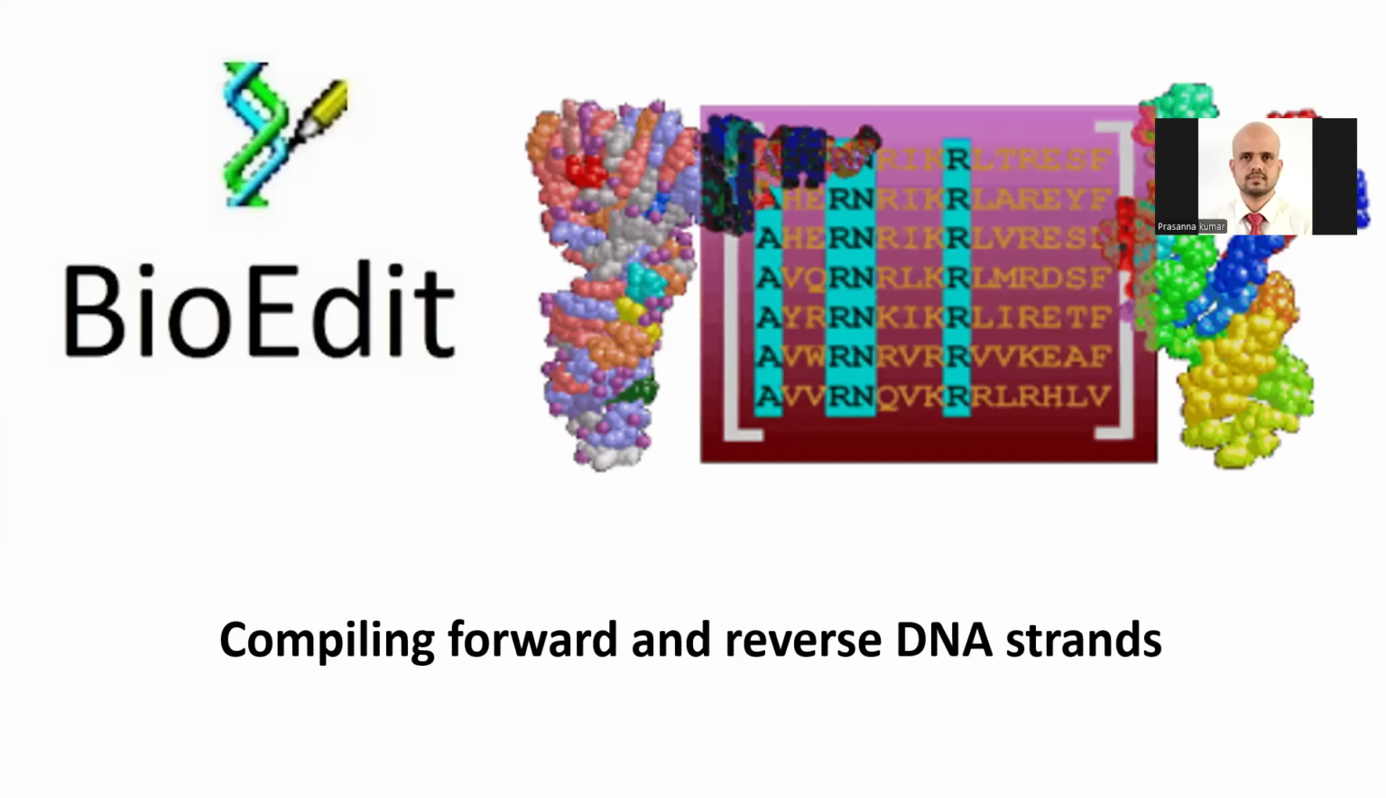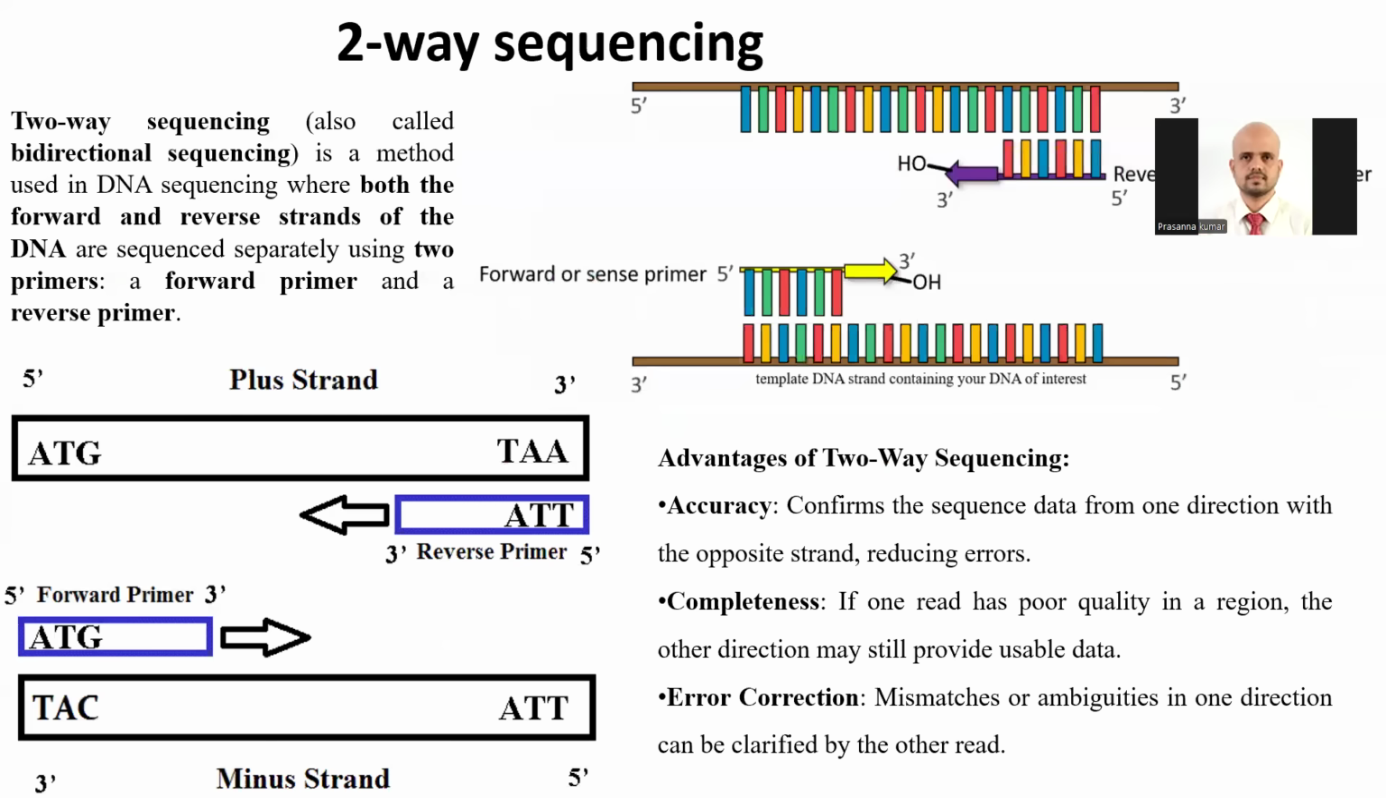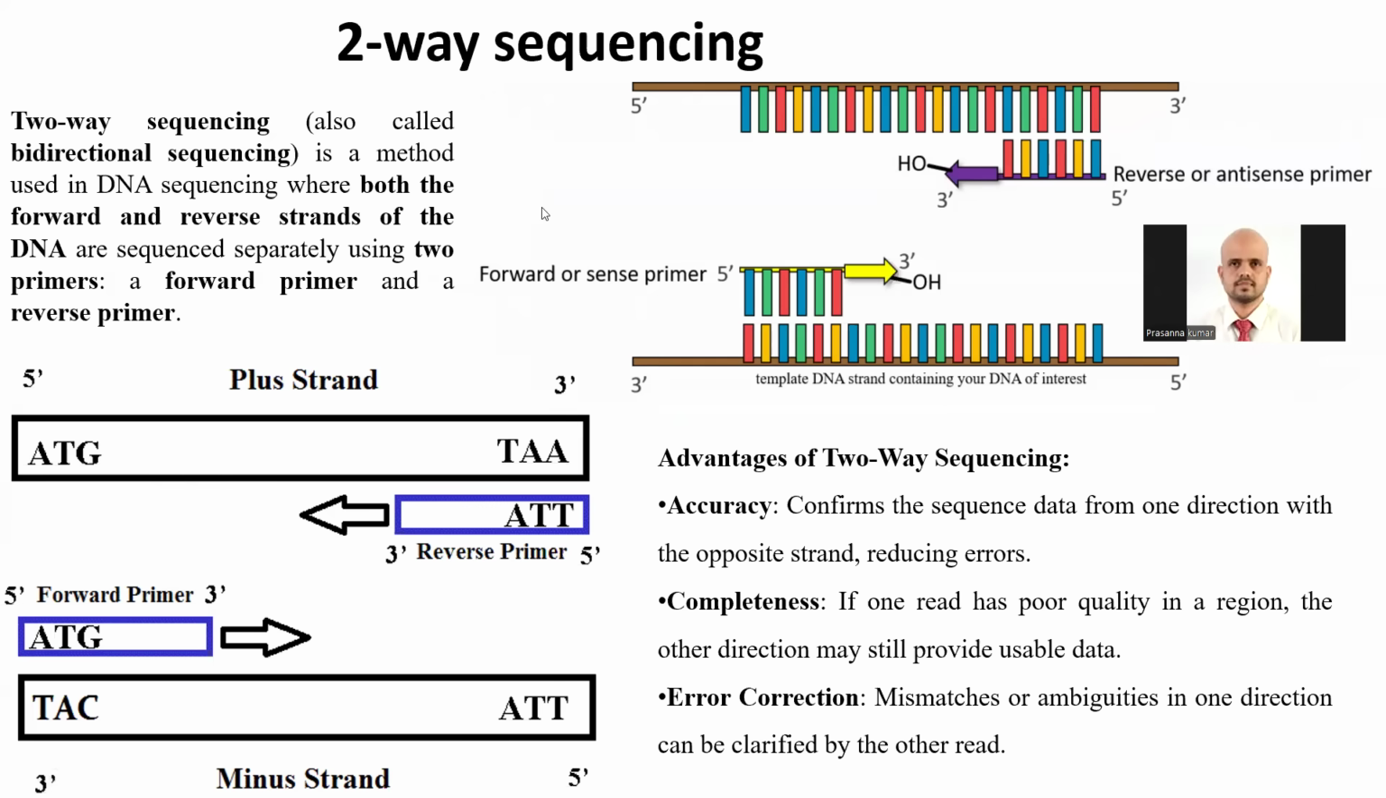Okay, what is this BioEdit? Last class, we saw how to extract the DNA sequence from the chromatogram. As you have seen, we are actually doing two-way sequencing. What is this two-way sequencing? We are going to sequence both ways. Because DNA occurs as double-stranded DNA, we are going to sequence both the forward and reverse strands.